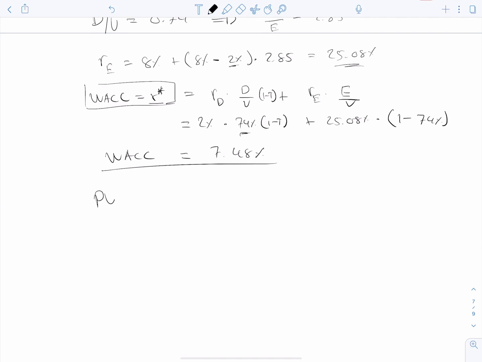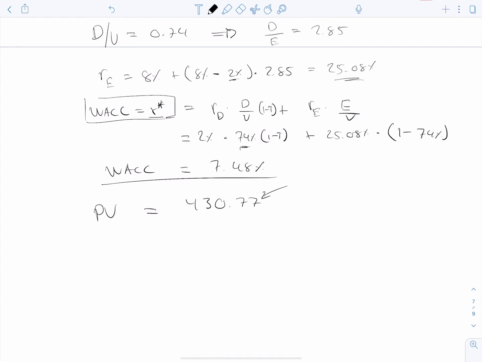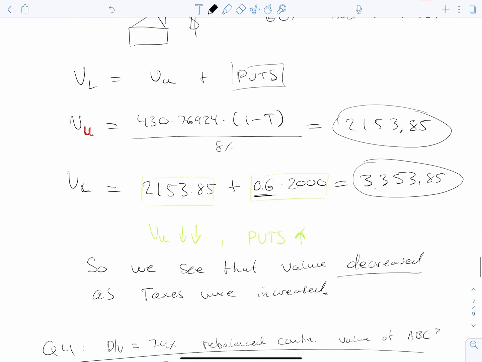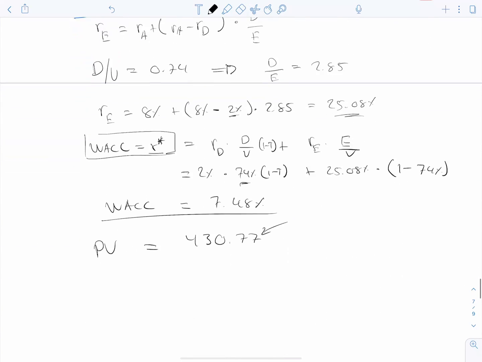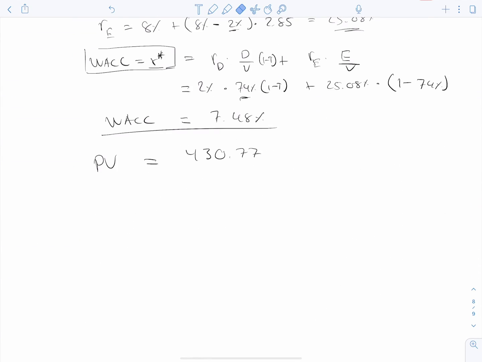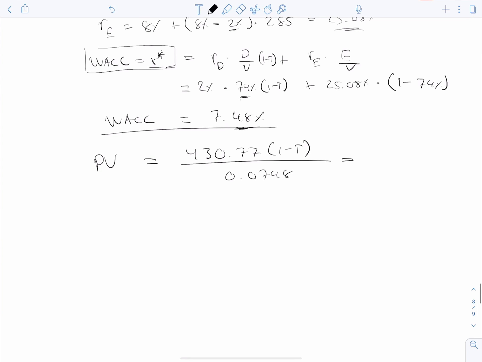So that gives us, if we want to price, a present value of 43077. I'm just rounding up here, right? But this is basically the big long number from the previous video, this number here, times 1 minus t, over 0.0748, right? Basically this number. This gives us a value of 3742.31 million, right?